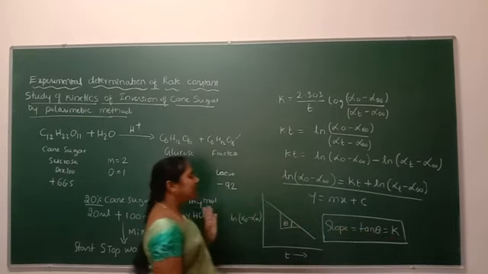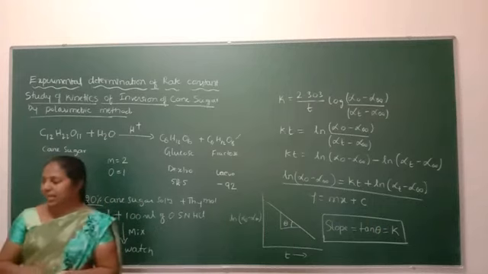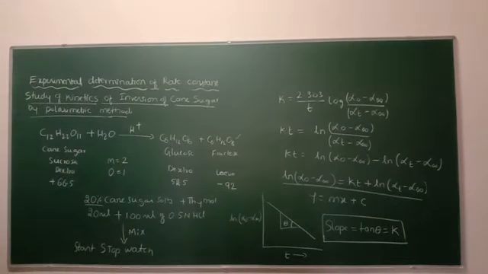So in this way also we can find out the rate constant for the inversion of cane sugar by using the graphical method.